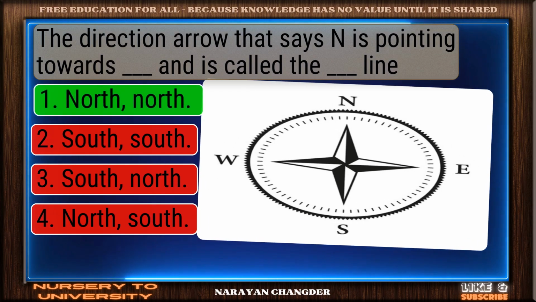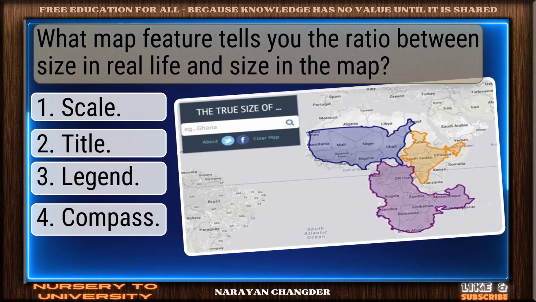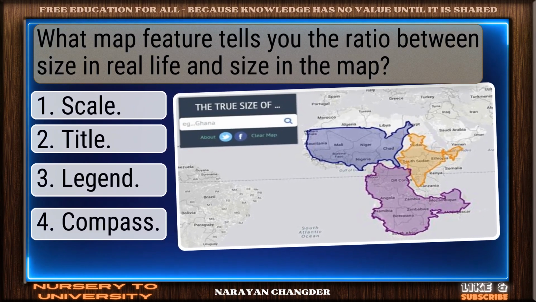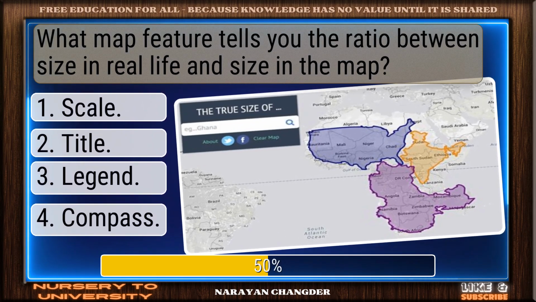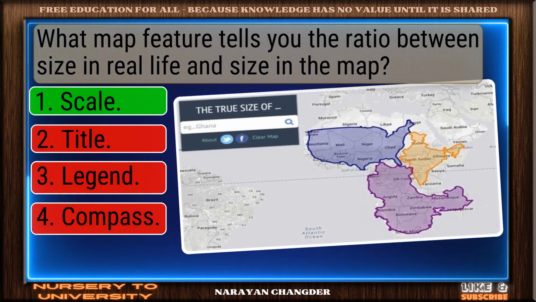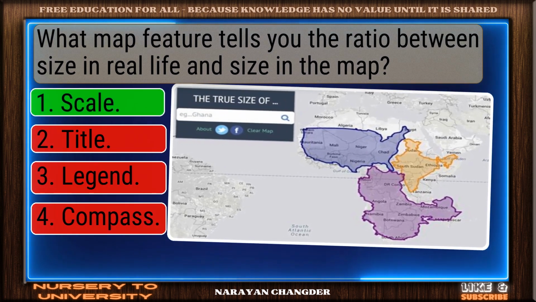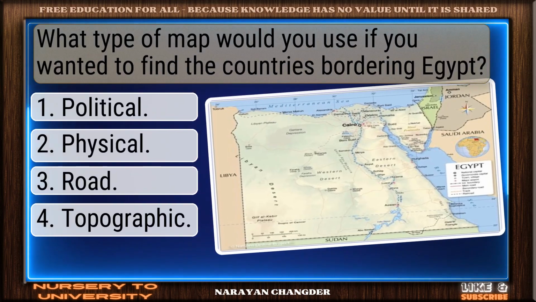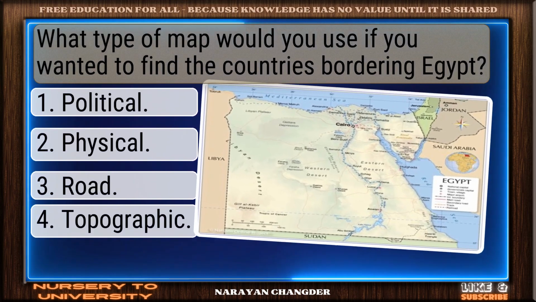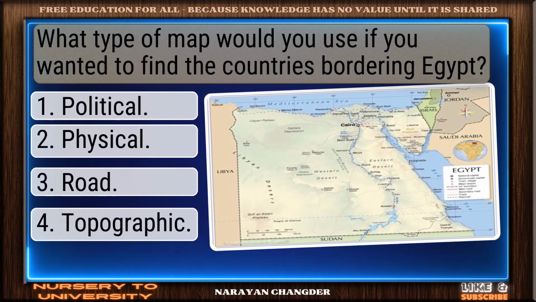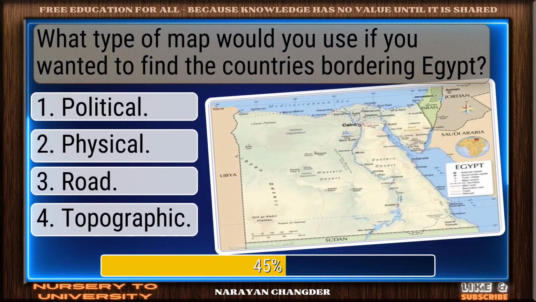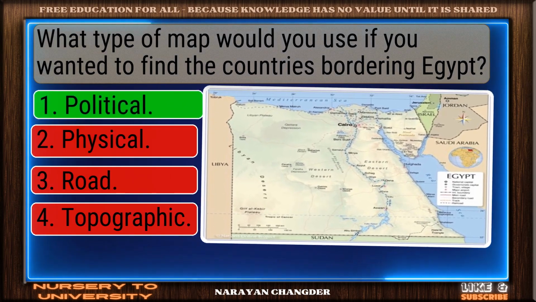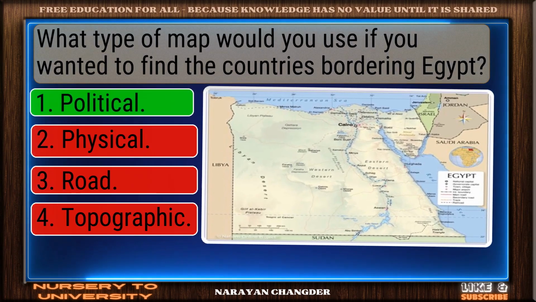North works well here. What map feature tells you the ratio between size in real life and size in the map? Nice selection. Scale is the correct and valid answer. What type of map would you use if you wanted to find the countries bordering Egypt? You're right. Political is the correct answer.